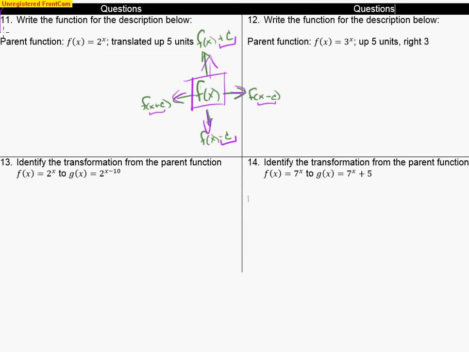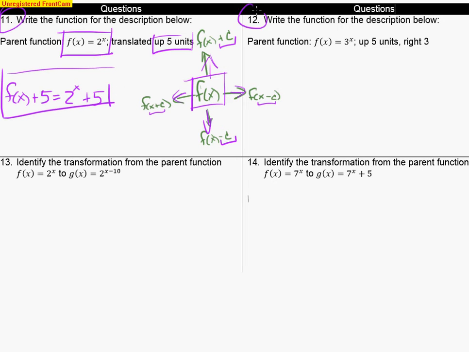So for this first question, number 11, we need to think about what happens when I translate up 5 units. Well, naturally, I'm going to use the up option here. So I'm going to take my f of x equals 2 to the x. And I'm going to say, well, I have f of x, and I'm going to add my transition of 5 units. Then I'm going to do the same thing to my equation on this side, 2 to the x. I'm going to also add 5 units. This right here is number 11 fully completed.